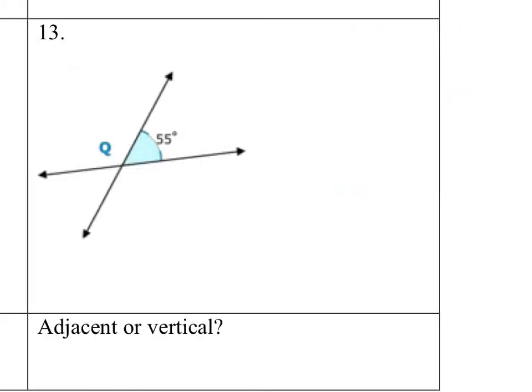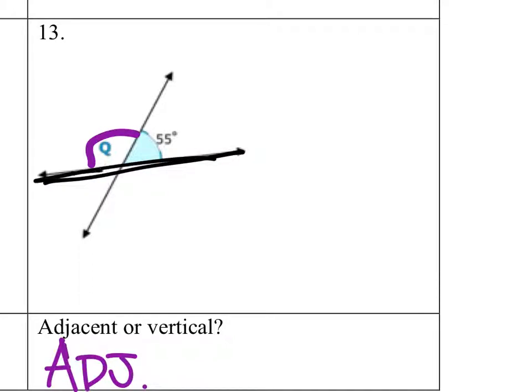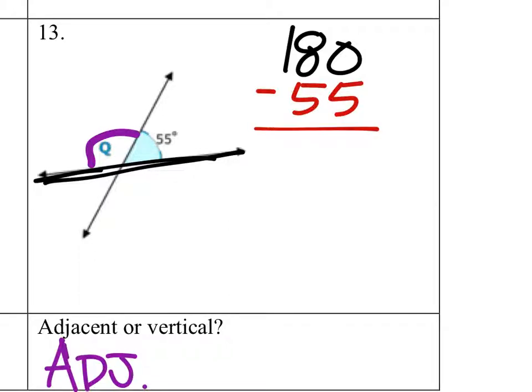Bam. 13 right here. The angle that it wants us to use is this one, and it's with that 55-degree angle. So these two, given the choices, adjacent or vertical, these two are adjacent. We could say that they are also supplementary. But let's go ahead and find the measure of that angle. So this whole thing would be 180 degrees right now. Well, out of the 180, we can see we've got the 55. So we subtracted to find the measure of this angle, which would be 125.